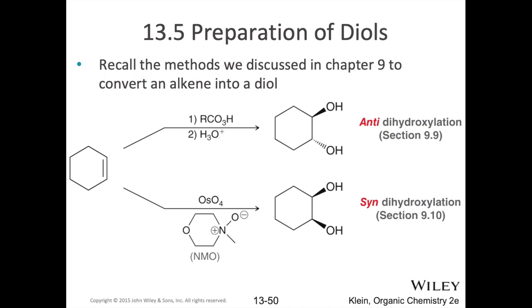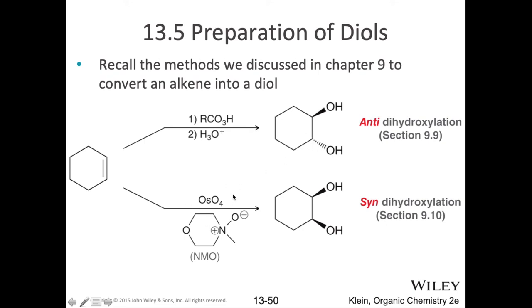Now, other ways to make diols include addition reactions with reagents that do a dihydroxylation. So we've seen 2 ways of doing this back in our chapter 9, where we talked about addition reactions with alkenes. So if you recall, we can use a peroxy acid, and it will do an anti-dihydroxylation. It goes through an epoxide intermediate, if you recall. And that's why that oxygen on our epoxide blocks off one side, and so our oxygen nucleophile has to come in on the opposite side, and that's why we have an anti-addition there.